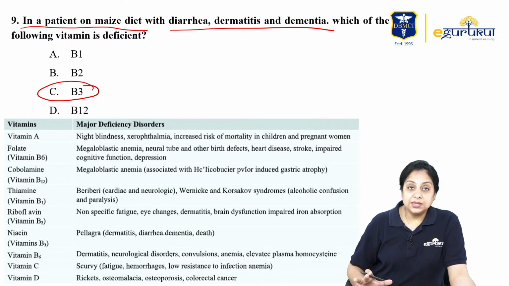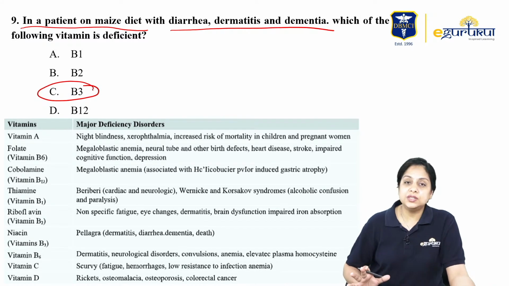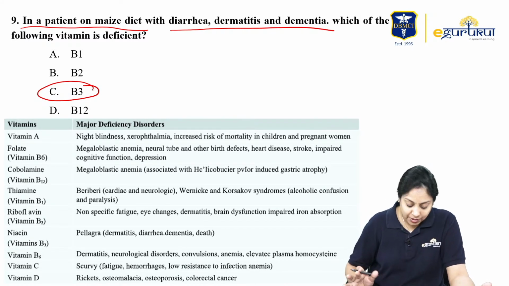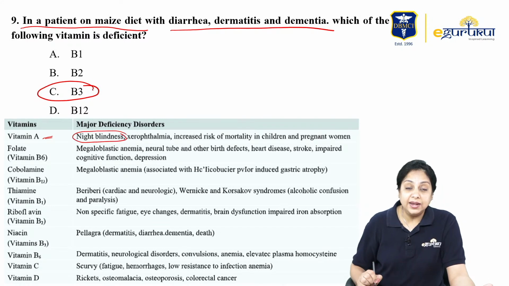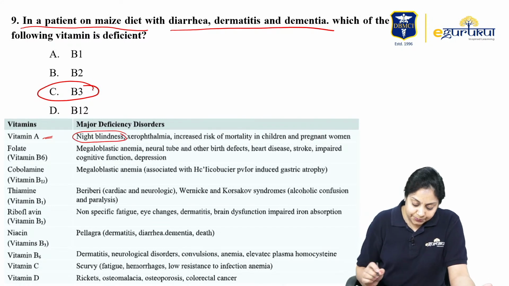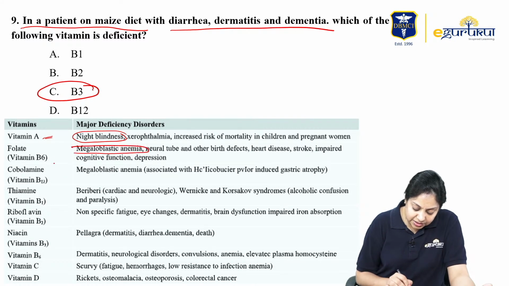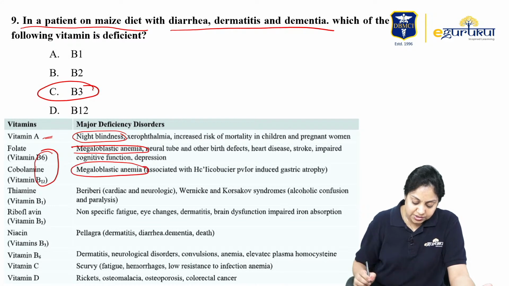And now this is the entire list. You can take a look at all the vitamins and the deficiency diseases that are related to them, right? Vitamin A, what you will see is night blindness, right? Folate, megaloblastic anemia. Cobalamin, that is B12, megaloblastic anemia you will see.